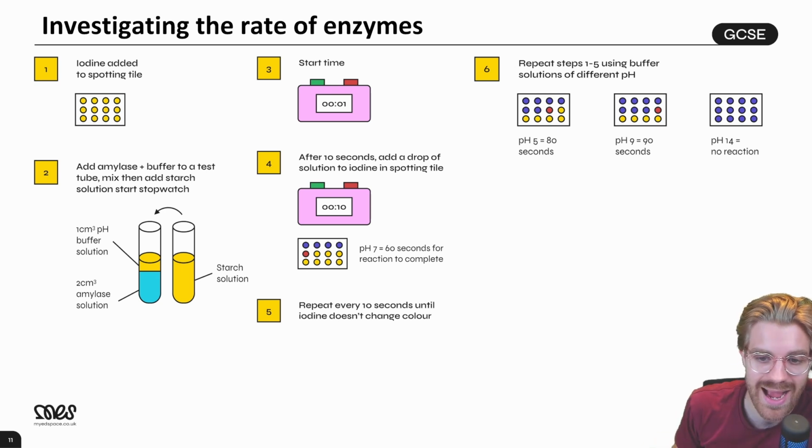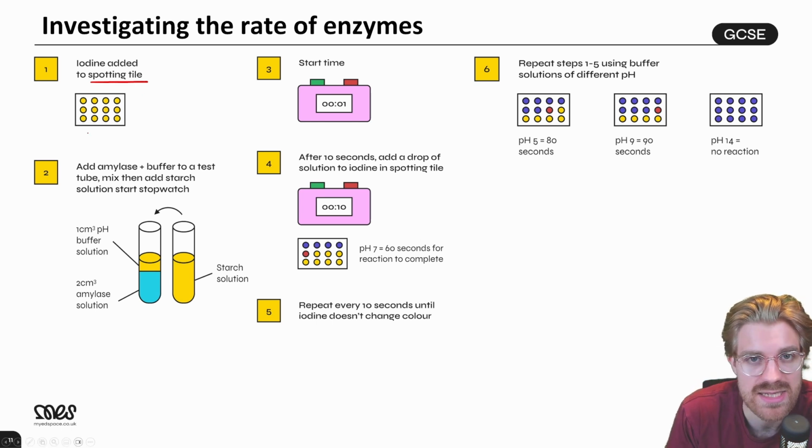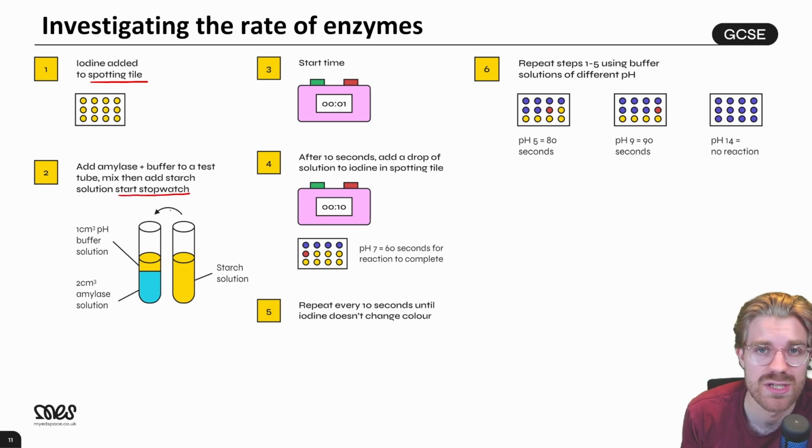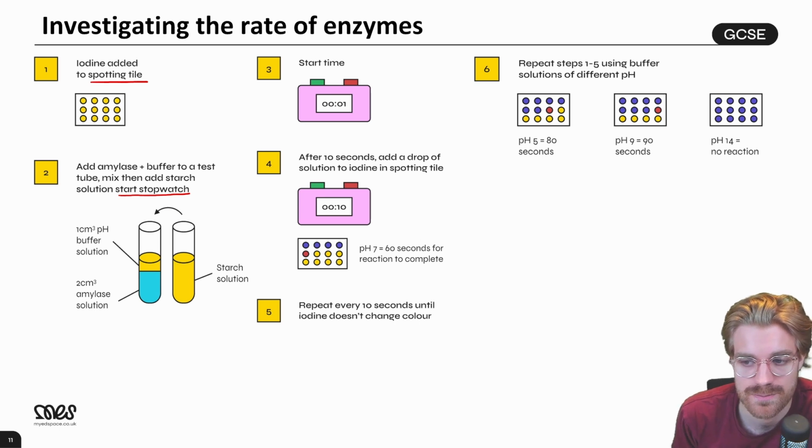Well, I'm going to start by adding my iodine to a spotting tile. As we can see, the iodine is orange or brown to begin with. Then we're going to add the amylase and the pH buffer to a test tube, mix, and then add the starch solution and start the stopwatch. We've let both of these equilibrate to the same temperature first.